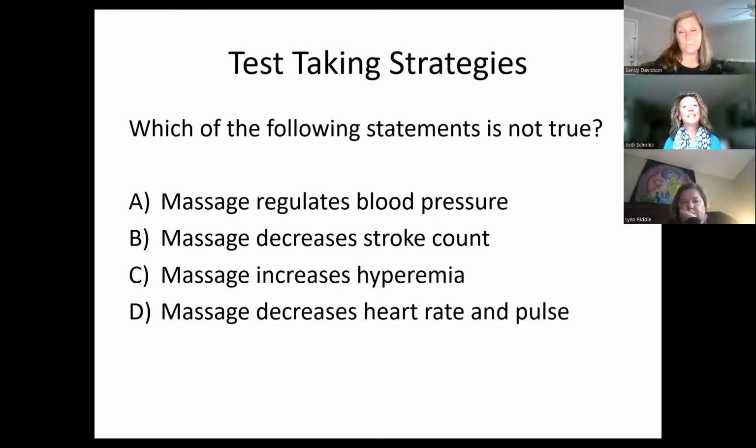All right. Let's move on to our next question. Which of the following statements is not true? Okay, so we're looking for something that's not true. We're looking for a false statement.